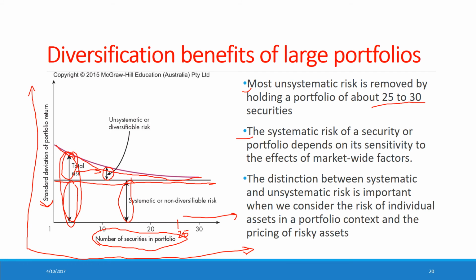The systematic risk of a security or a portfolio depends on its sensitivity to the effects of market-wide factors, right? So again, as we can see, the systematic risk component doesn't change regardless of how many securities we hold, if all the securities are exposed to the same market-wide factors.